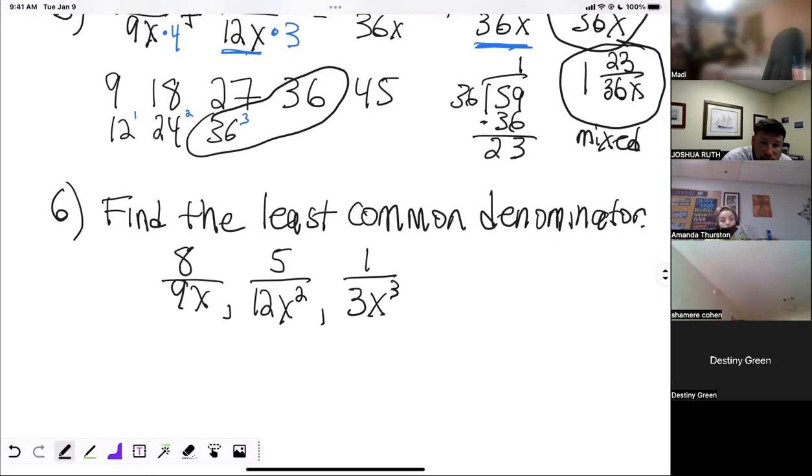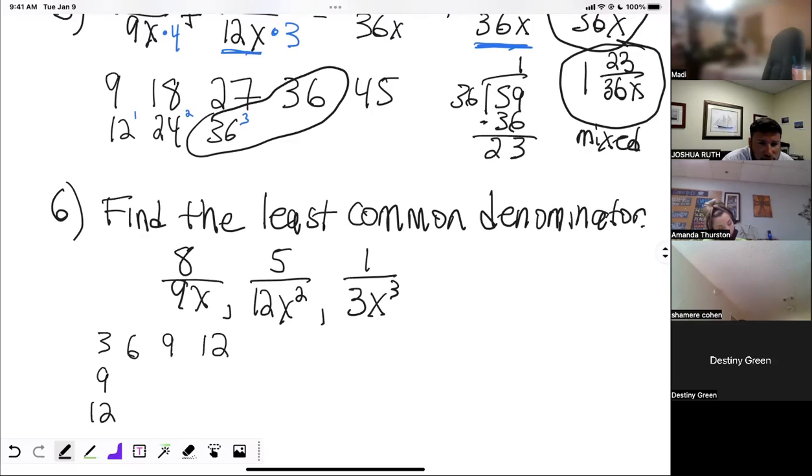All right, so if I want to find the least common denominator, I have to think 2 ways. I've got to think my numbers and then my x's. I want you to think 2 ways. So let's just do our numbers first. So I have 3, 9, and 12. Again, you might already know what the answer is, but if not, here we go. 3, 6, 9, 12.